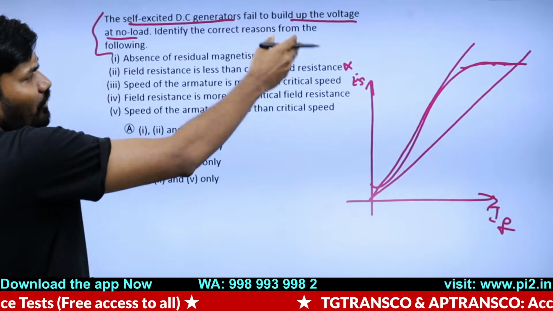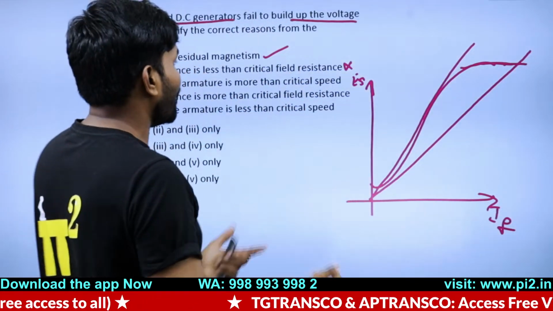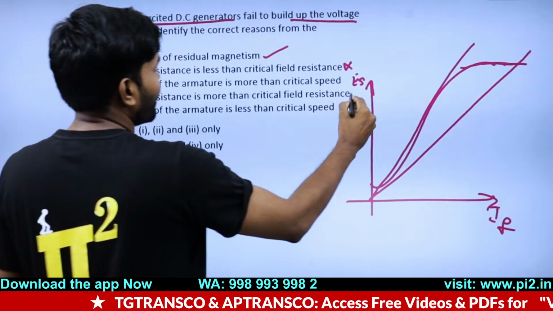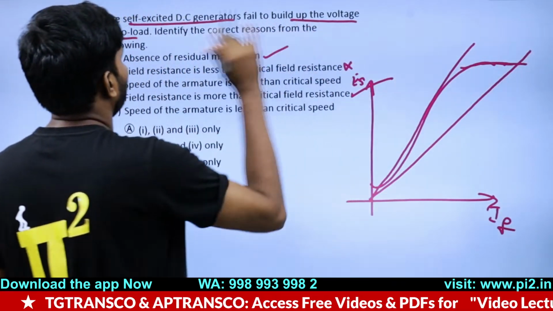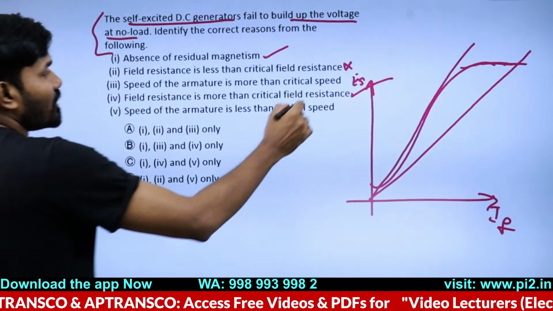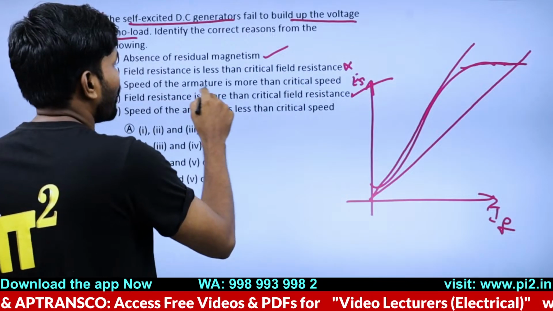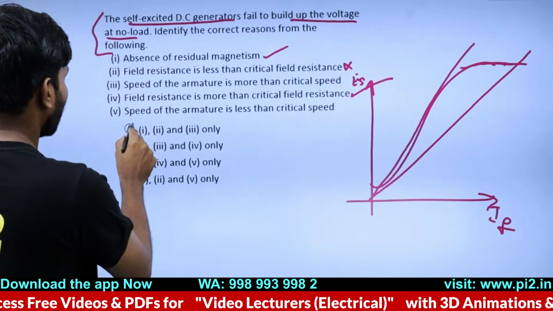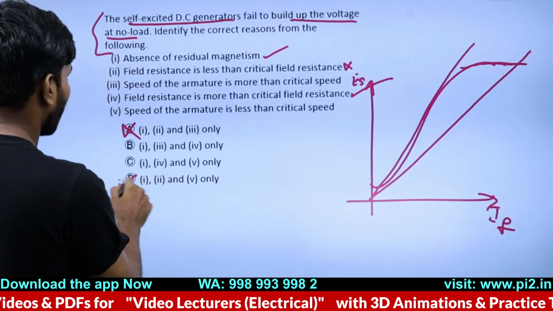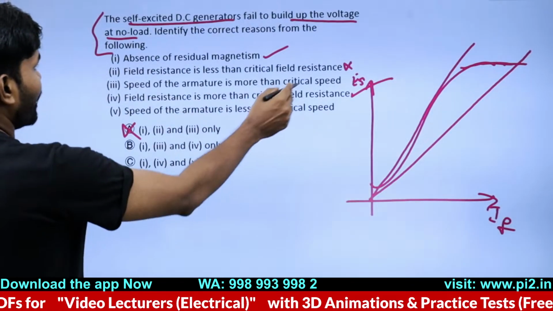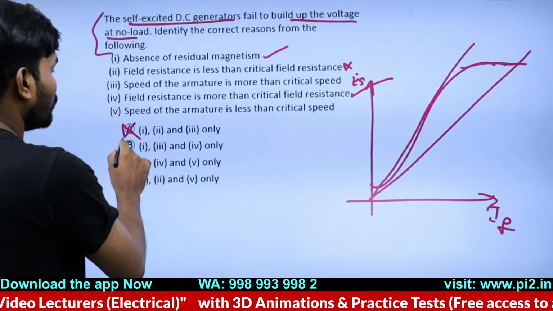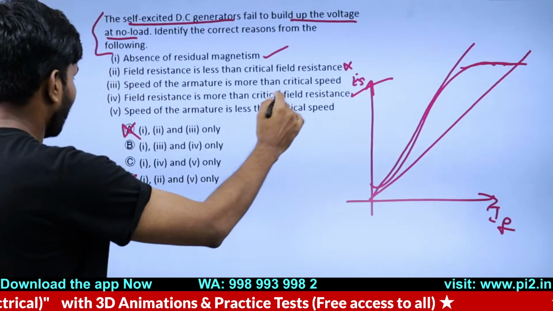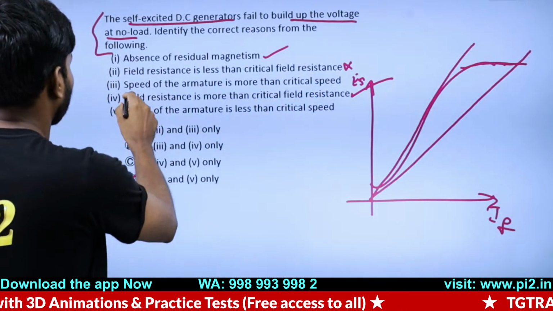Then it will build, it will not fail. Failing means more. That's what is given here: field resistance more than critical field resistance, it will fail. So this is correct, this is wrong. Now if you see, the option containing the wrong statement cannot be the answer. This cannot be the answer because it has statement 2 also. So these two cannot be the answer. And the fourth one is right. We'll have to check the third one.